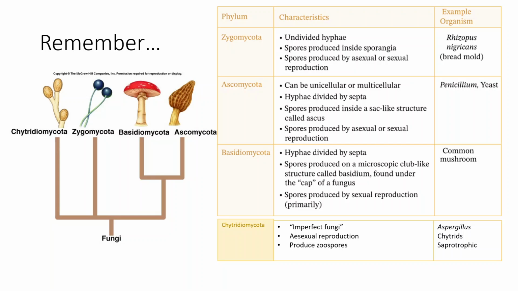Okay. But yeah, I just want you to remember that we do have these 4 divisions that we usually classify our fungi in. Okay. And then just remembering that saprotrophic or saprophytic, however you want to say it, it's just free living and eating decaying matter, right?